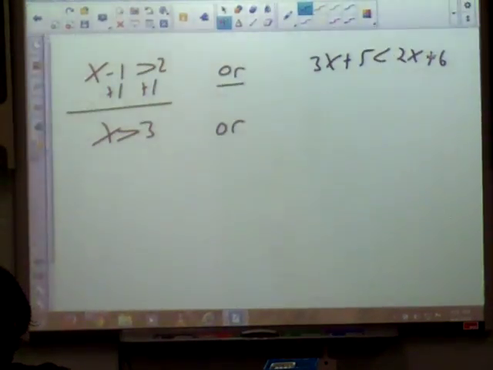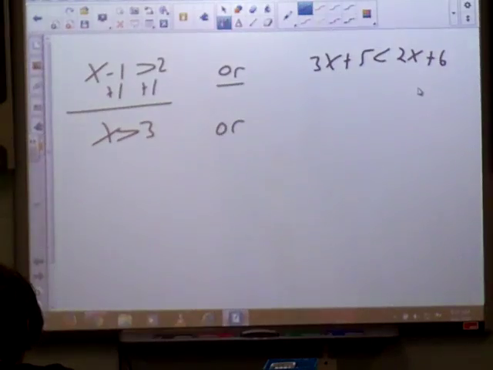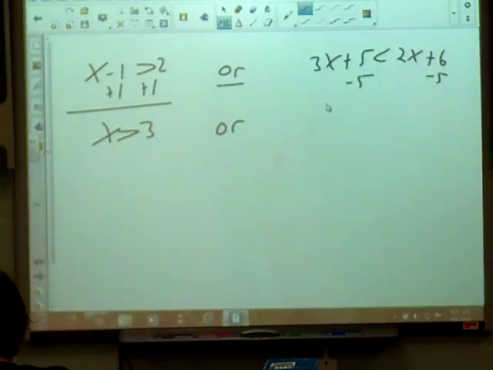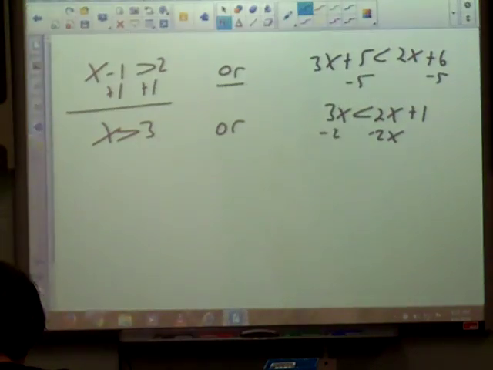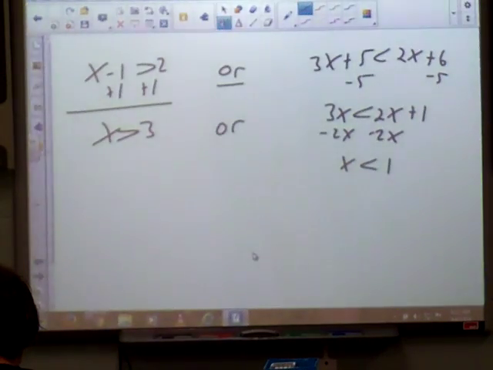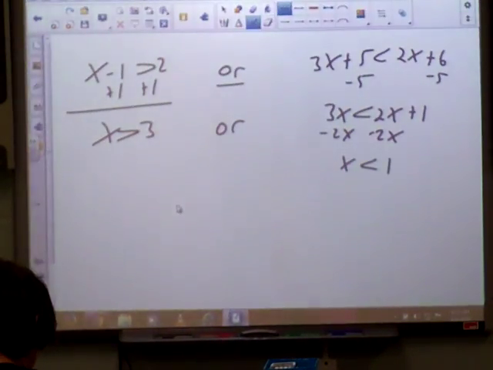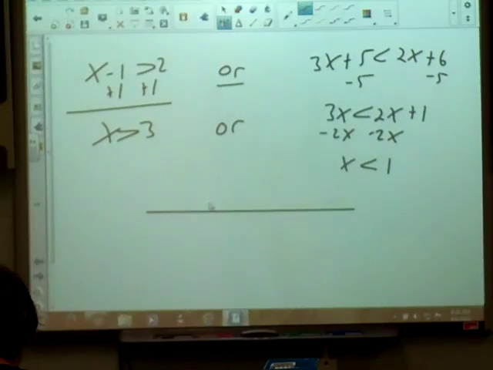Alright, what would we do here on this one? Tell me what you'd like to do first. Subtract the 5, Devin said. So it gets me 3x is less than 2x plus 1. Now Devin's got to do what I would have done first, which would be subtract the 2x. So that gets me 1x is less than 1. Okay, so on our number line, 1 is smaller than 3, so 1 needs to go on the left.